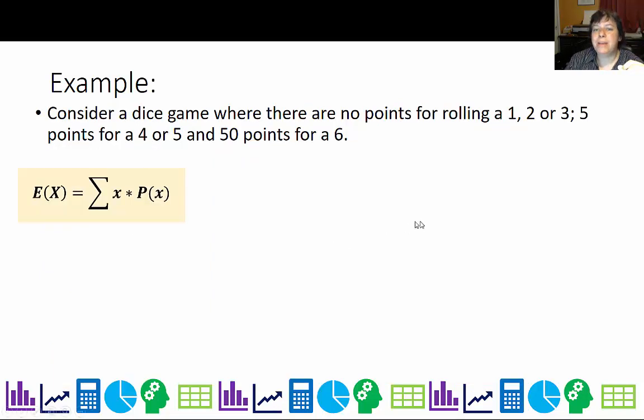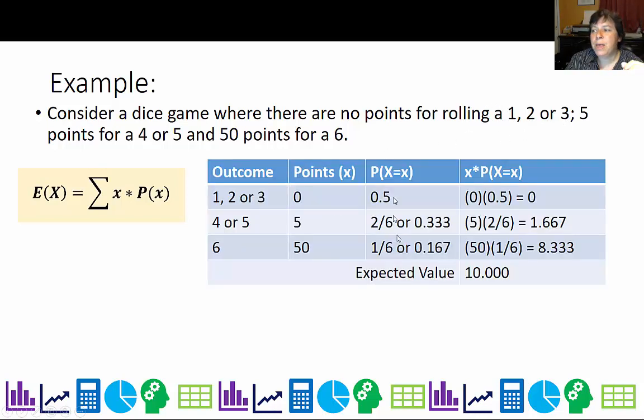All right, let's go ahead and get back to a dice game, and we're going to do expected value again. So we have 1, 2, or 3, no points. It's the same game we had before. I filled in the probabilities from before. And we're going to multiply the points times the probabilities. And when you add them up, the expected value is actually 10.